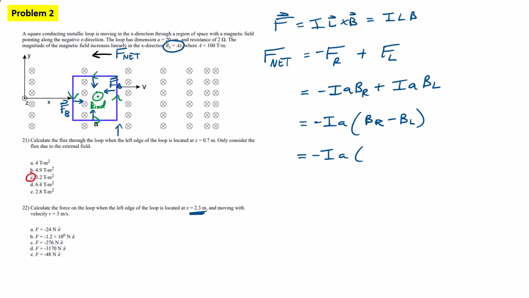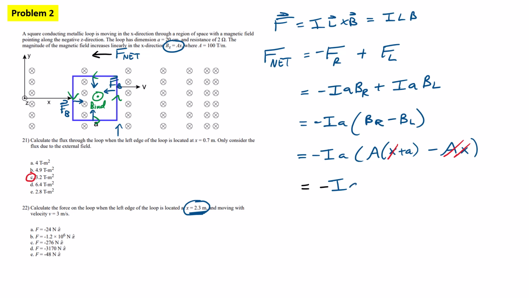The field here on the right-hand side is going to be that constant a, and that right-hand side is a distance of x plus a. Okay? Remember, they're telling us what the position of the left-hand side of the loop is, the left edge of the loop. So right here, we would have that same constant a multiplied by that x value, which is going to be our 2.3 meters. Notice that this term here is going to cancel with this one, so we really don't need to worry too much about that one.